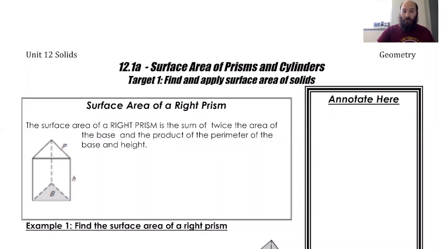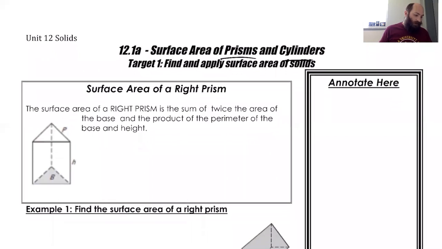Today we're going to be starting up with our Unit 12 now. Unit 12 is talking about solids, so three-dimensional objects versus just the two-dimensional stuff that we just finished. So today we're looking at surface area of prisms and cylinders. The surface area of a right prism is the sum of twice the area of the base and the product of the perimeter of the base and the height.